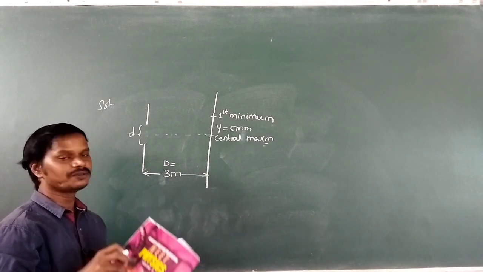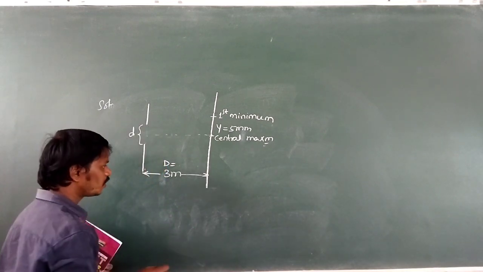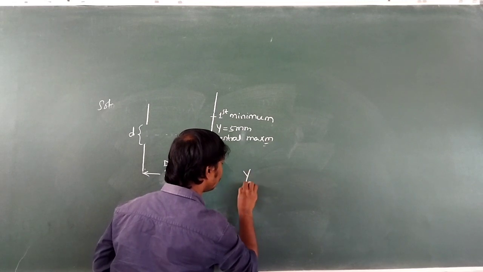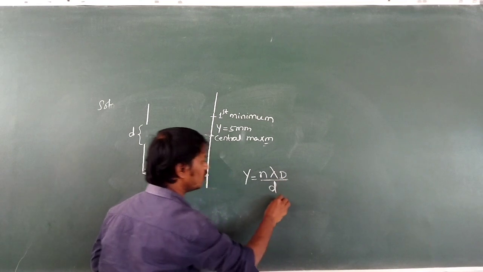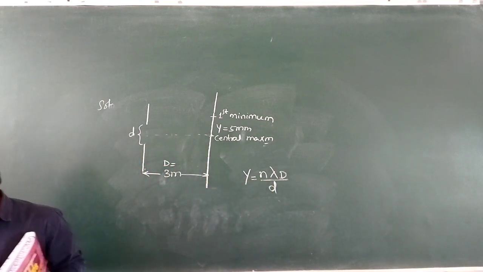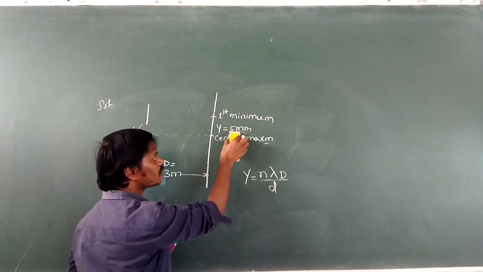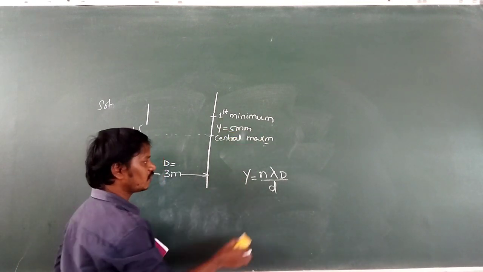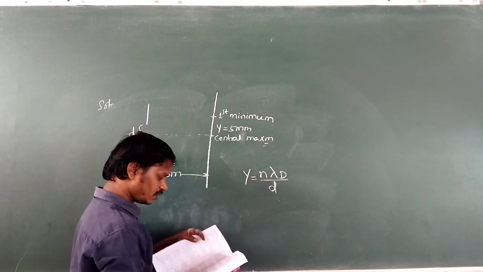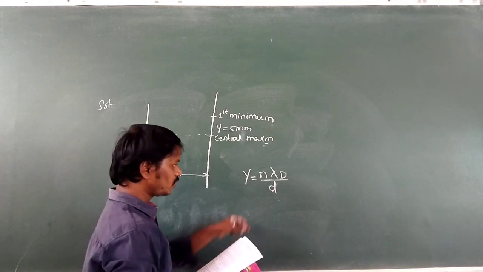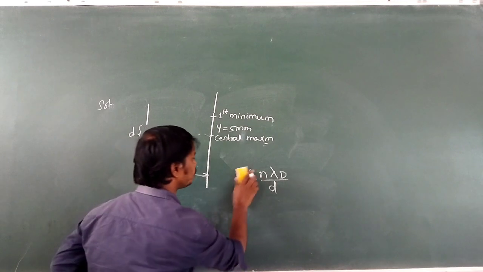Then what is the formula used to find the linear position of the diffraction minima? So what is that formula? Already I said that y is equal to n into lambda into capital D divided by small d. Use this formula. Then what is given? y is given, means linear position of the first minimum is given. That is how much? 5 millimeter. And n is 1 because first minimum. Then wavelength how much is given? Wavelength 5000 angstrom. Then capital D is 3. Then find small d by using this formula.